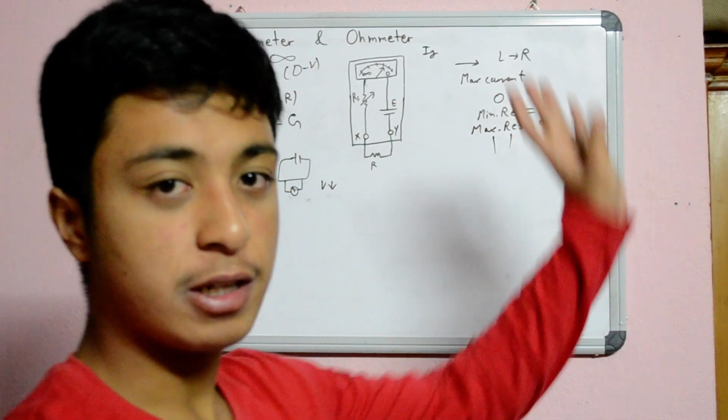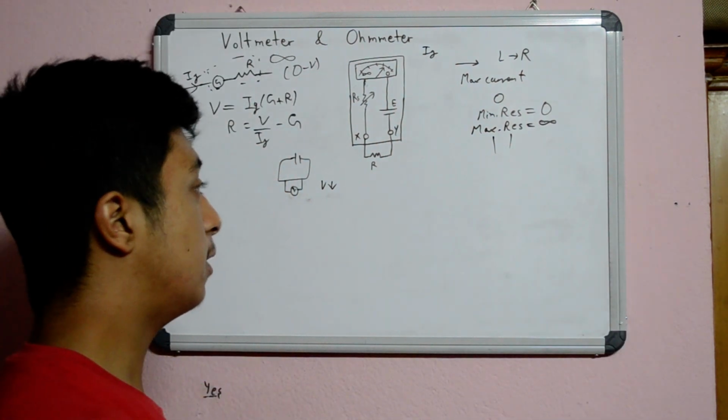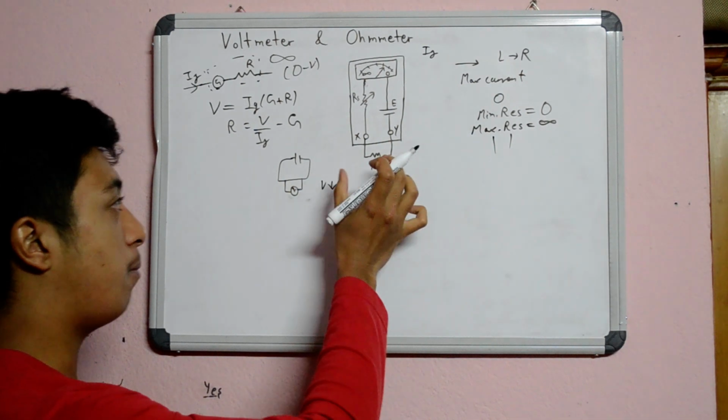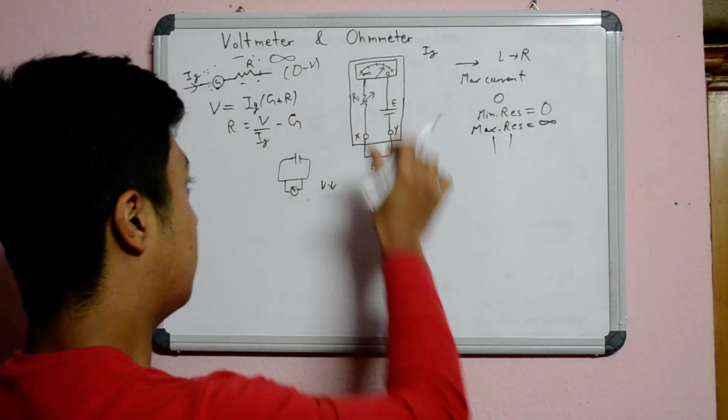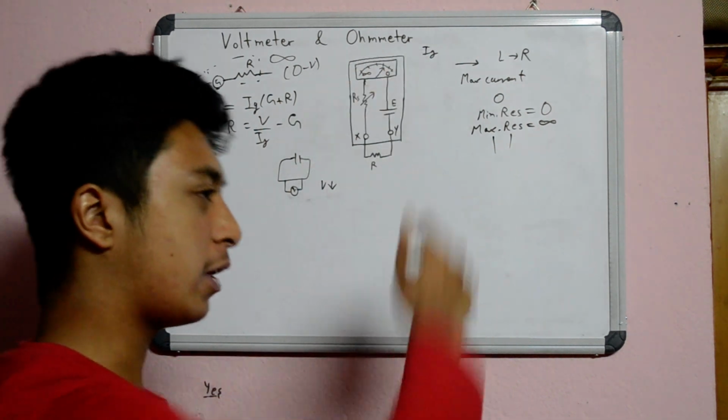And similarly, this is calibrated between infinity and 0, so that we can get an ohmmeter, and here any resistance that we apply, this device measures the resistance directly and shows a certain amount of deflection.